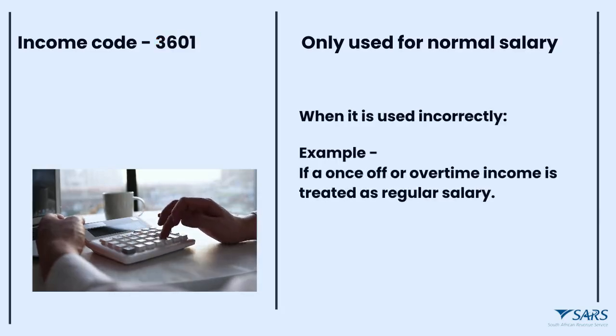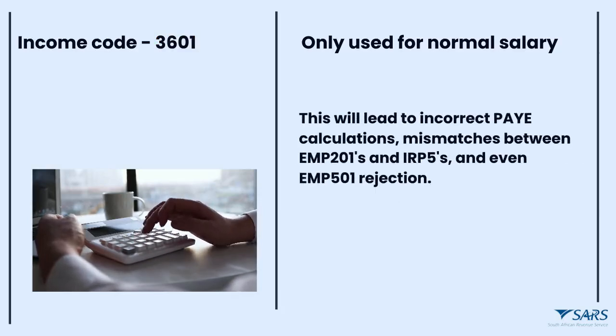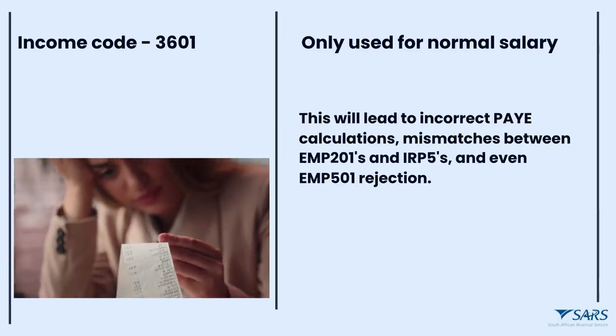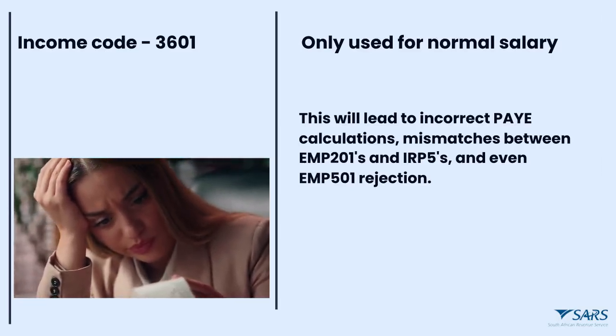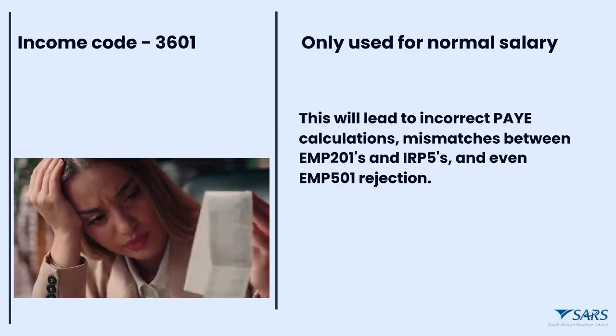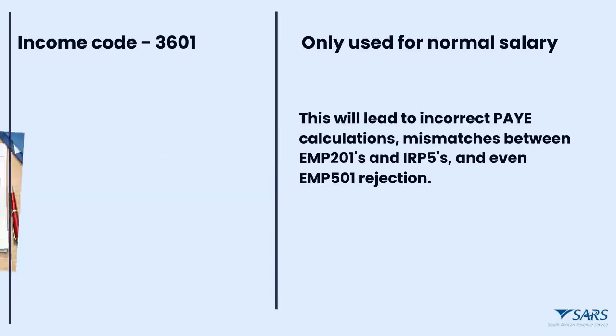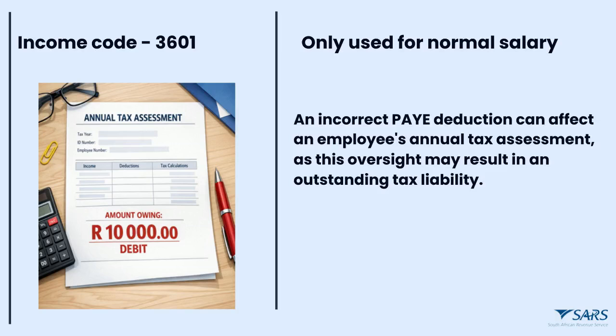When it is used incorrectly, for example, a once-off or overtime income is treated as regular salary, this will lead to incorrect pay as you earn calculations, mismatches between EMP 201s and IRP 5s, and even EMP 501 rejection. An incorrect pay as you earn deduction can affect an employee's annual tax assessment, as this oversight may result in an outstanding tax liability.